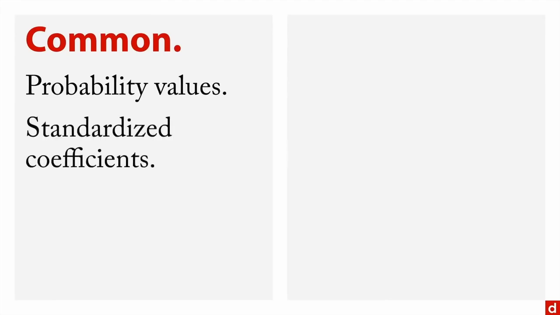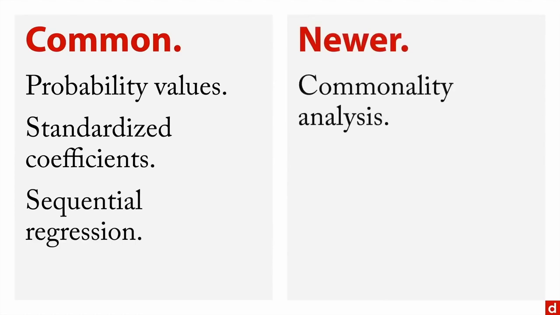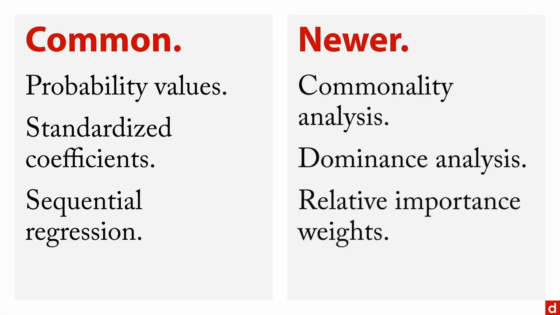Now, there's a few ways of dealing with this. Some of these are pretty common. So for instance, there's the practice of looking at probability values and regression equations. There are standardized coefficients and there's variations on sequential regression. There are also newer procedures for dealing with the disentanglement of the association between the predictors. There's something called commonality analysis, there's dominance analysis, and there are relative importance weights. Of course, there are many other choices in both the common and the newer, but these are a few that are worth taking a special look at.